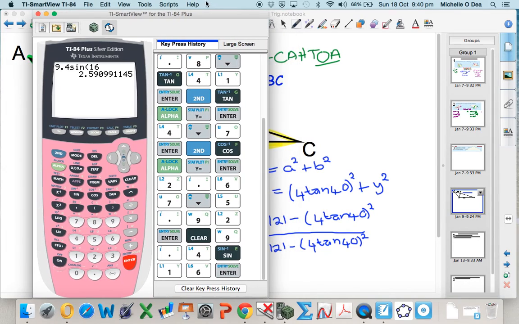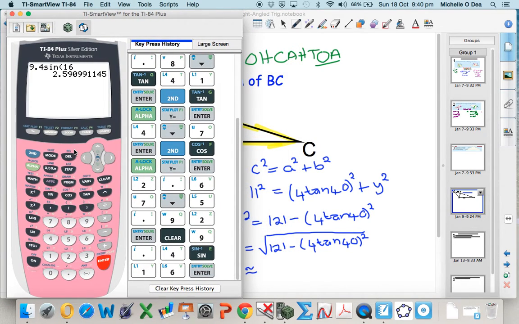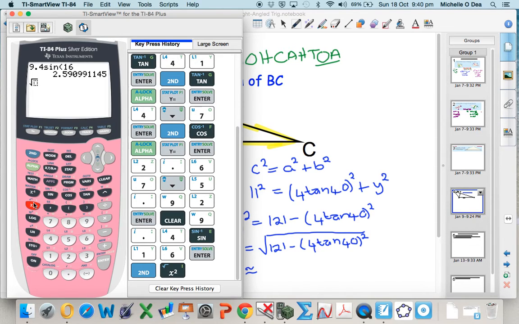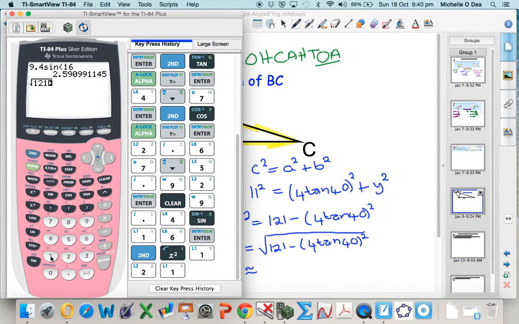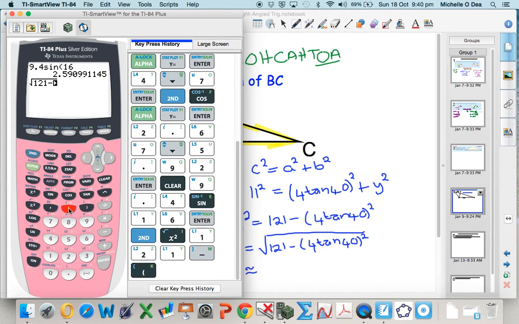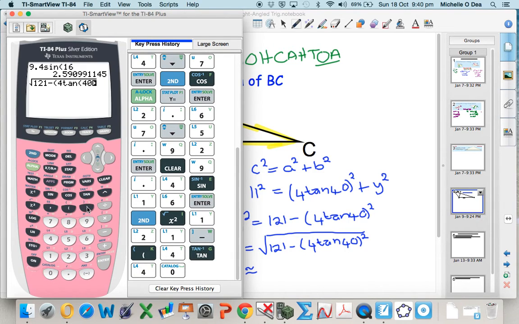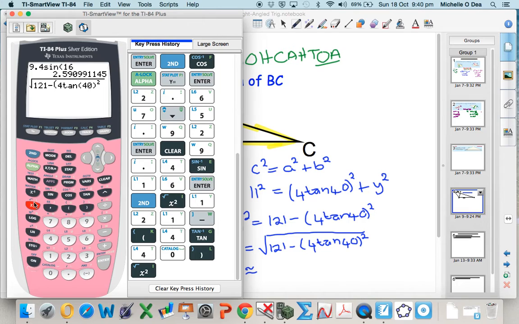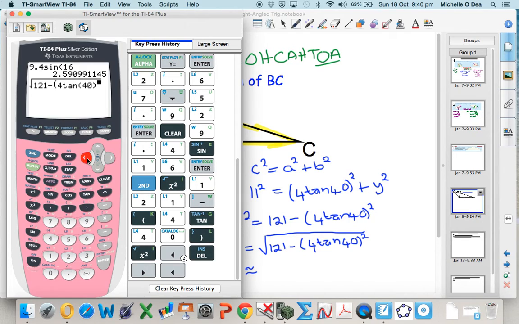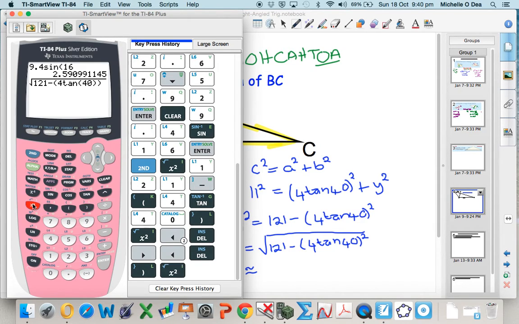So let's again get this out of the way and put it in as you've written it. So square root 121 minus bracket 4 tan 40 close bracket squared. Oops, I've just realized what's going to happen there because it closed the bracket on the, let's delete that. There we go. We need another closed bracket. Be careful with that. And then that is squared. And now you should be good.